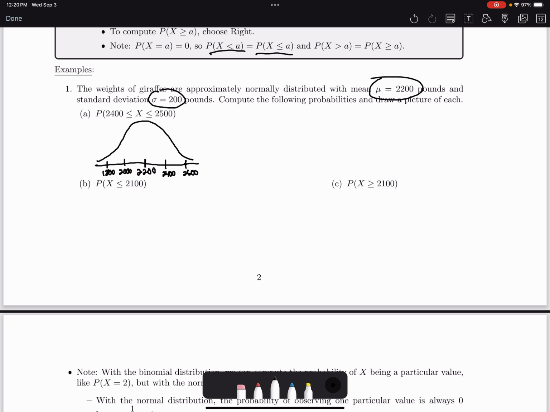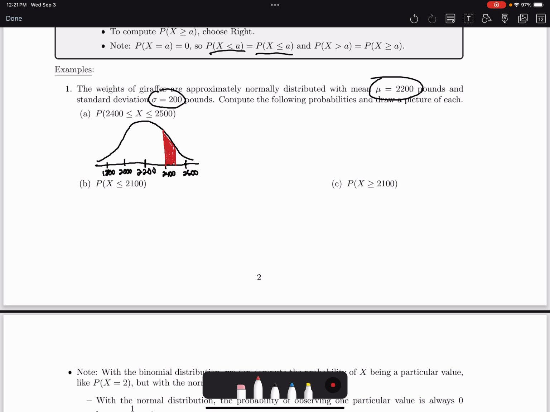And I'm looking for the probability that a giraffe is between 2,400 and 2,500 pounds. That would be 2,400, and 2,500 is right in between 24 and 26, right? So that would be this area right here, right? So this is the area I'm looking for. So this is the probability, right, that I'm being asked to compute.